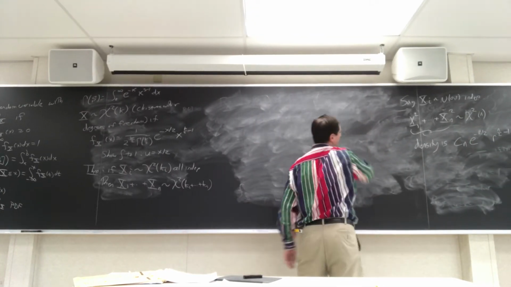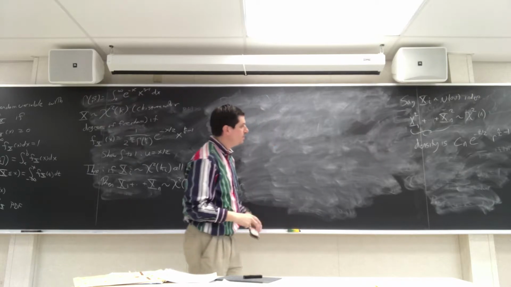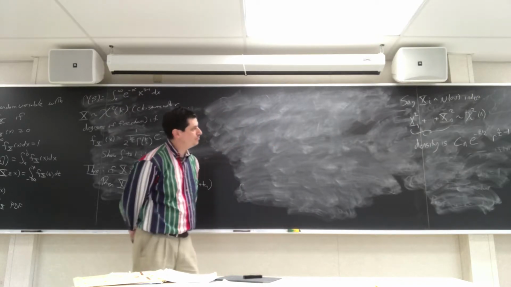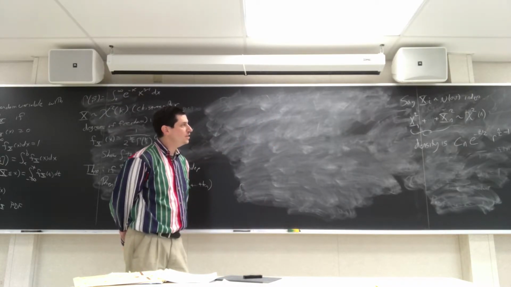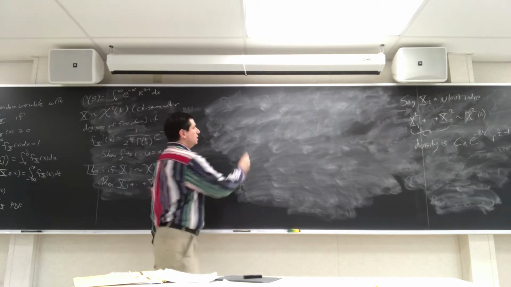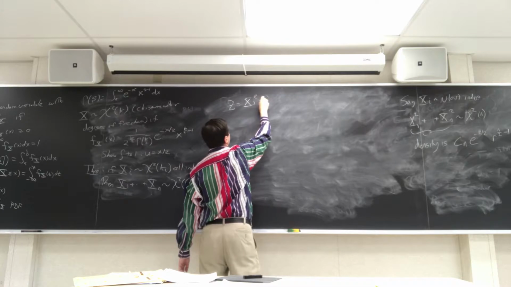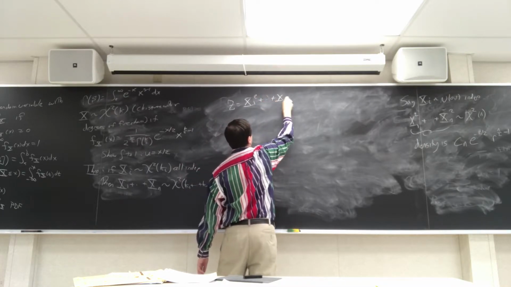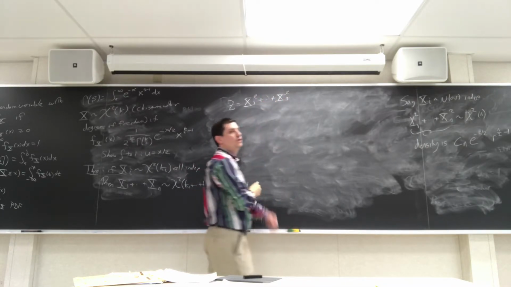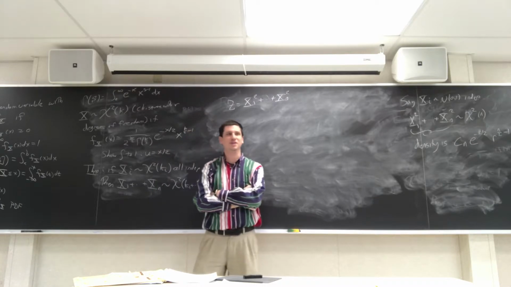It's the sum of independent chi-squared, so their sum is a chi-squared with n degrees of freedom. There's another way to calculate this. Let's let z be x1 squared plus ... plus xn squared. What is your first thought when you see something like this?